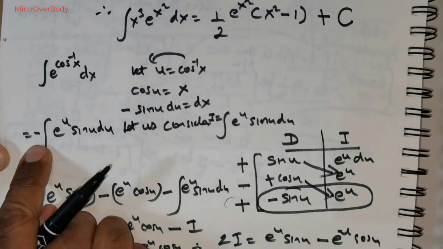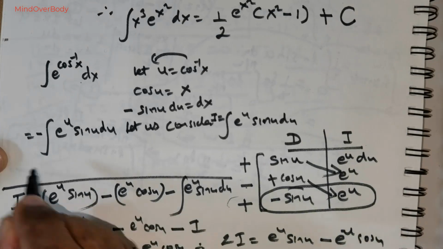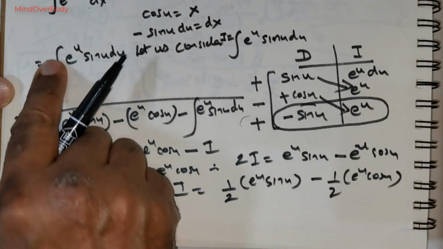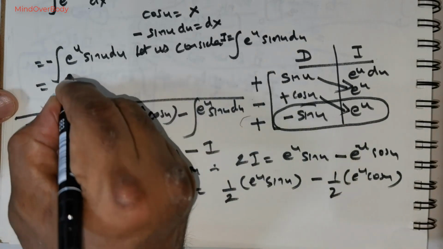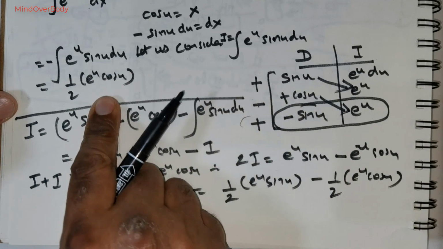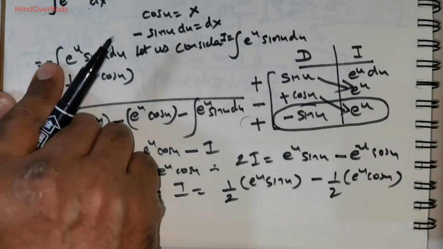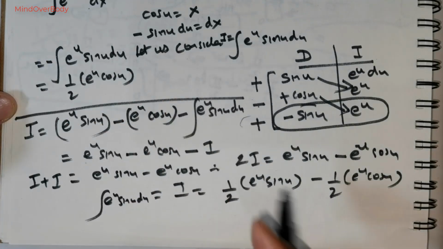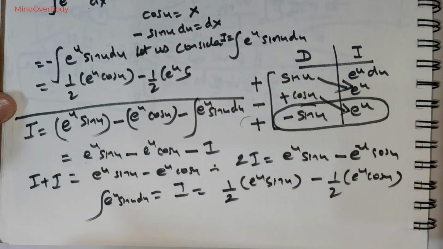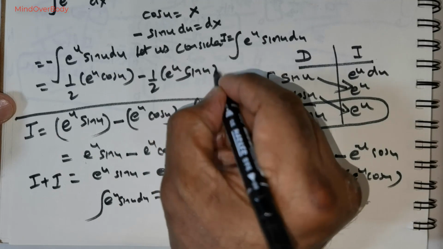There is a presence of a negative sign, so negative times negative will become positive. So that's going to be 1 over 2 times e raised to the power of u cos u. That will be the first value. Negative times positive will become negative. So 1 over 2 times e raised to the power of u times sine u, right?